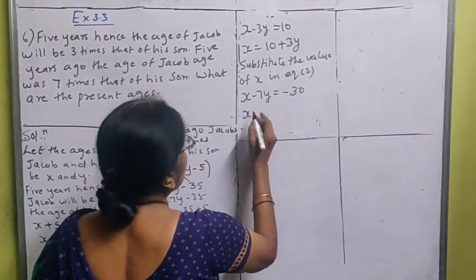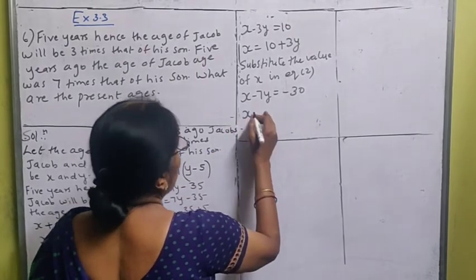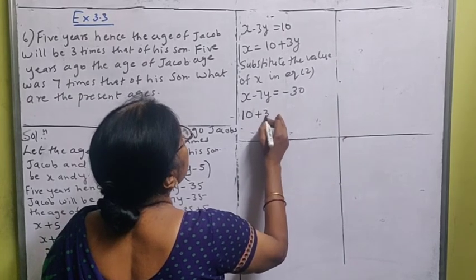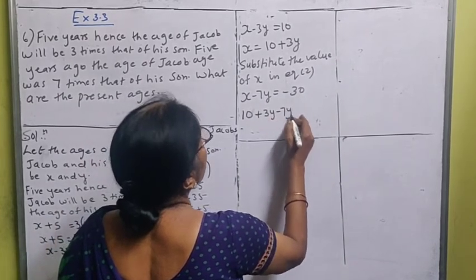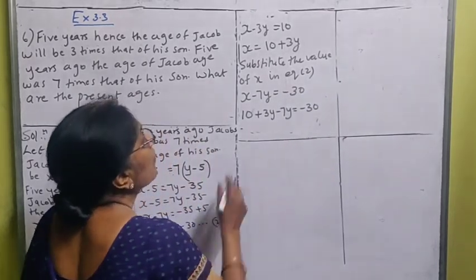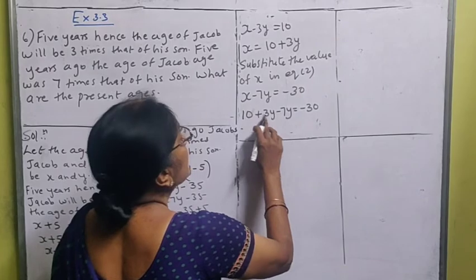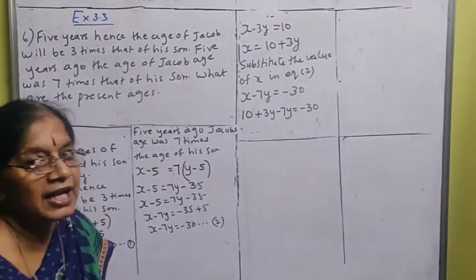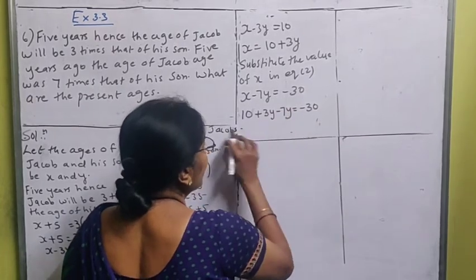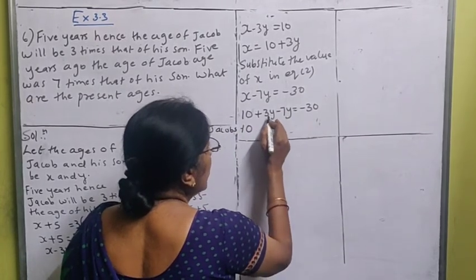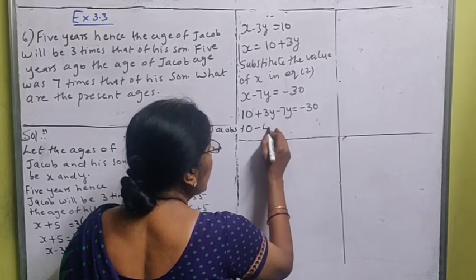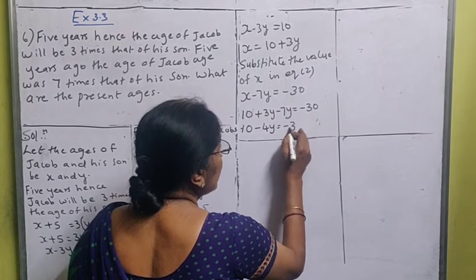So x remains as it is. The x value given is 10 plus 3y, so 10 plus 3y minus 7y is equal to minus 30. Okay. Now, plus 3y minus 7y, they are like terms. So what shall you do? You will subtract and keep the greater number's sign. 10 will remain as it is. Plus 3y minus 7y means 7 minus 3 is 4. So minus 4y is equal to minus 30.